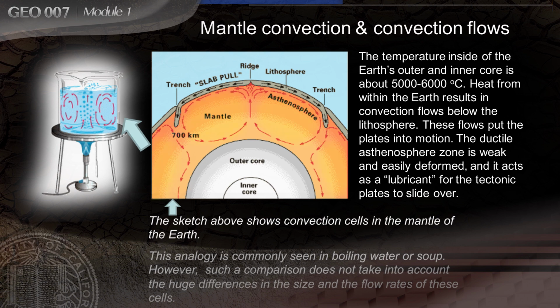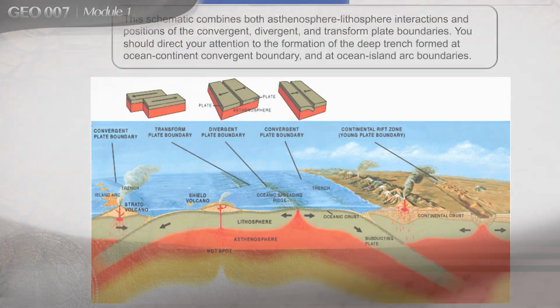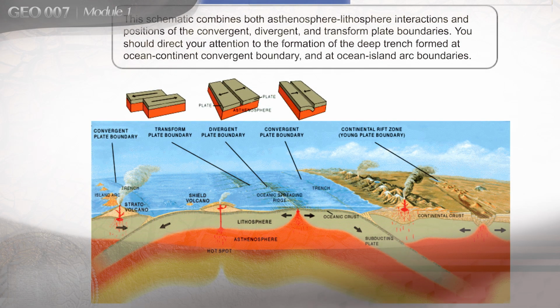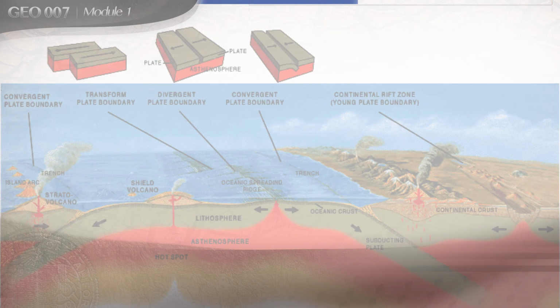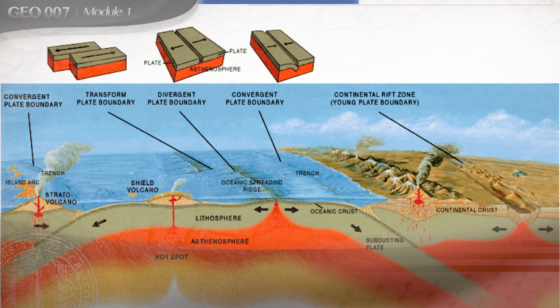The sketch above shows convection cells in the mantle of the Earth. This analogy is commonly seen in boiling water or soup. However, such a comparison doesn't take into account the huge differences in the size and flow rates of these cells. This schematic combines the asthenosphere-lithosphere interactions and positions of the convergent, divergent, and transform plate boundaries. Focus your attention to the formation of the deep trench formed at the ocean-continent convergent boundary, as well as the ocean-island arc boundaries.